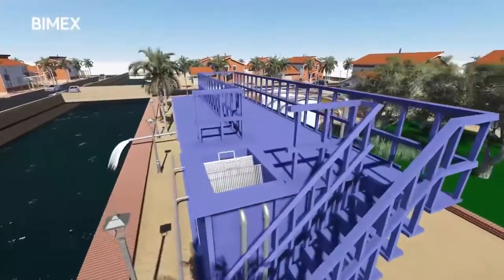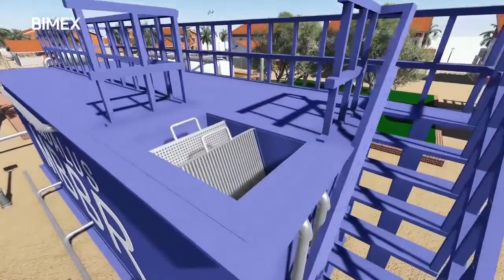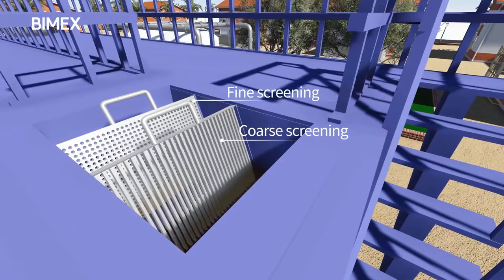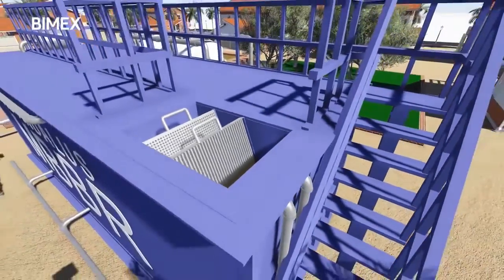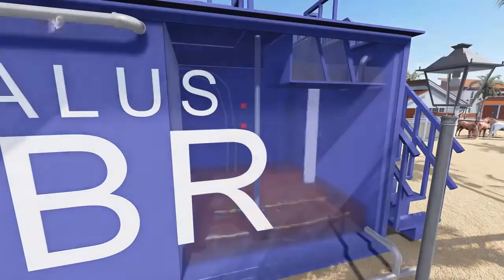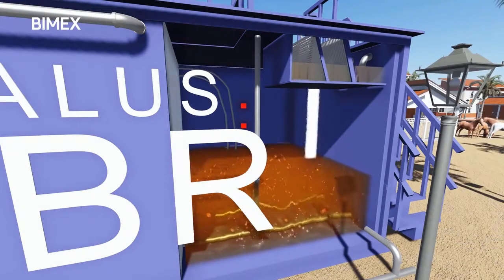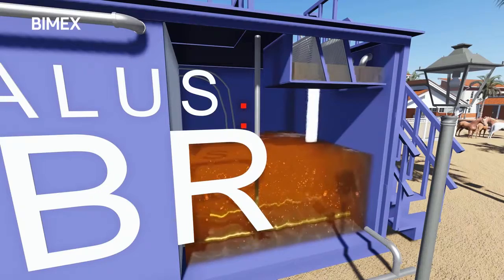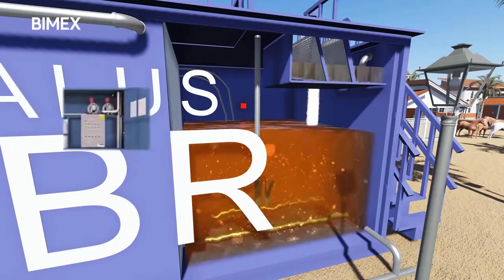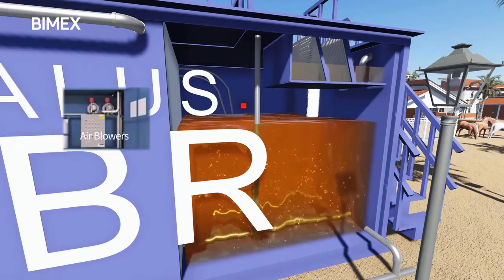There are coarse and fine screens above the receiver tank to remove coarse and fine material that may damage process equipment downstream. These screens require periodic manual cleaning. The screened wastewater drops from the screening box into the receiver tank. Air is provided to the receiver tank to keep the raw sewage aerobic and well mixed. Air diffusers and air blowers provide the air required.